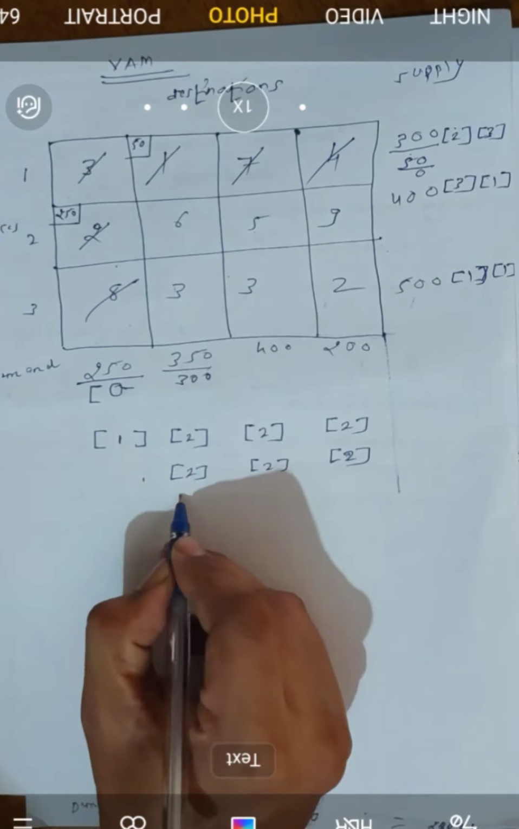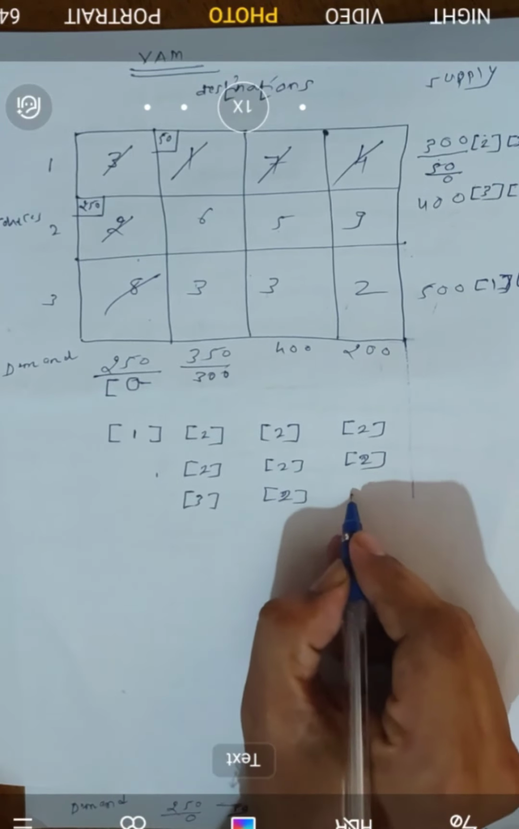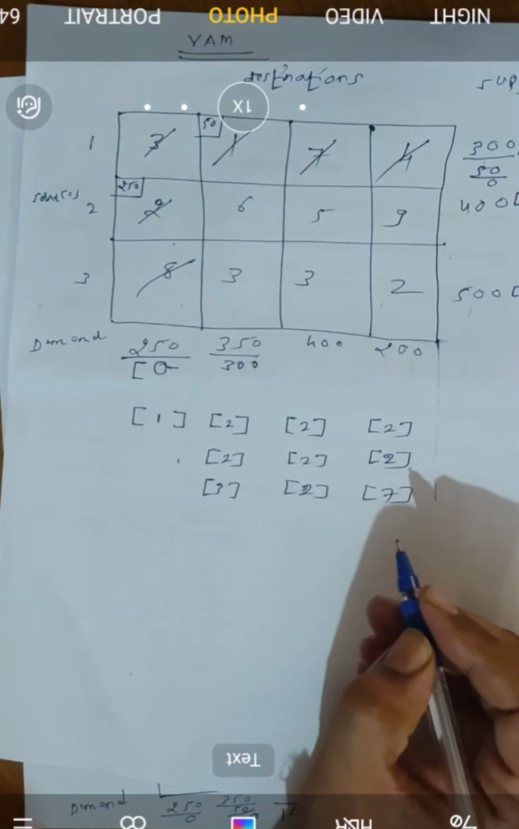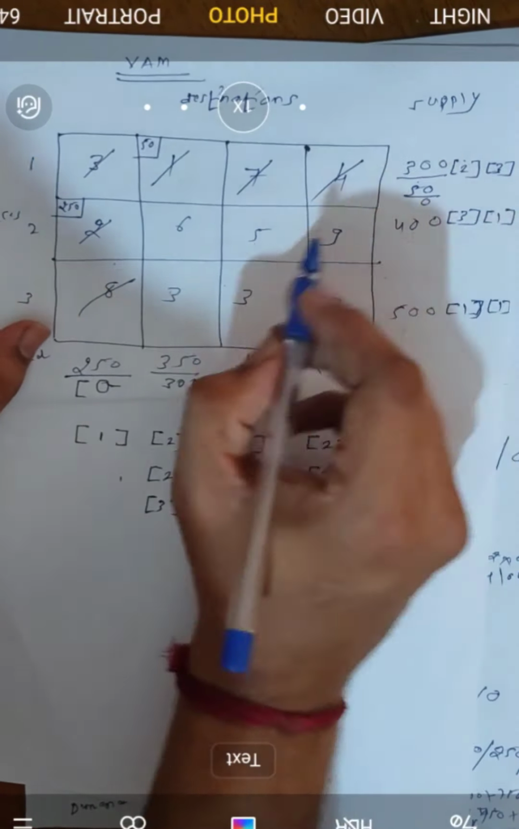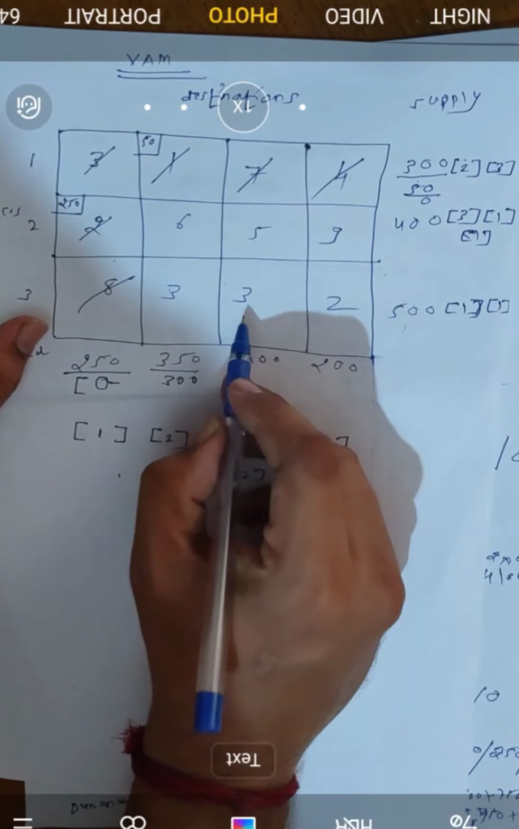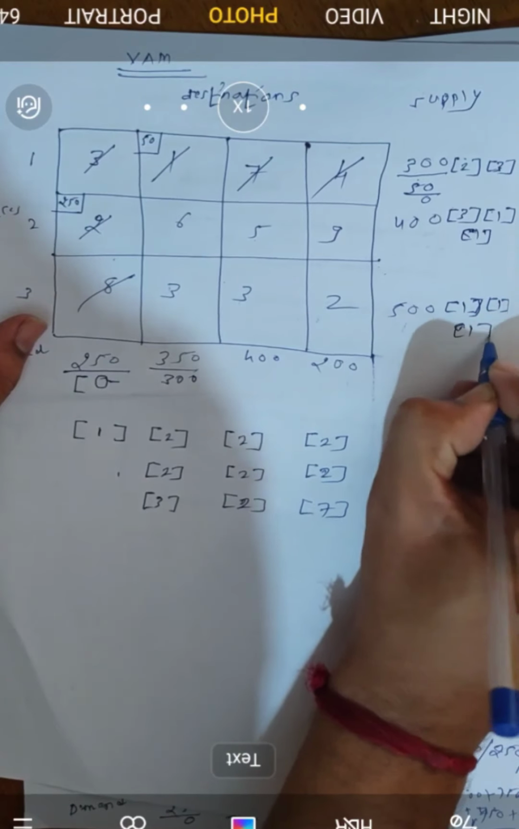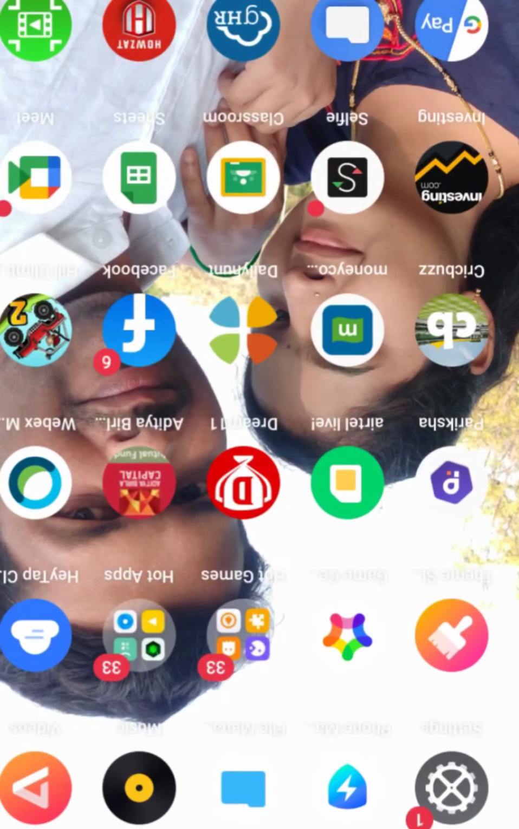So 6 minus 3 will be 3, 5 minus 3 will be 2, 9 minus 2 will be 7. So similarly for this, so I am going to write it below here. So 6 minus 5 will be 1 again, 3 minus 2 will be 1. So which one is the largest penalty here out of these? 1, 1, 3, 2, 7.